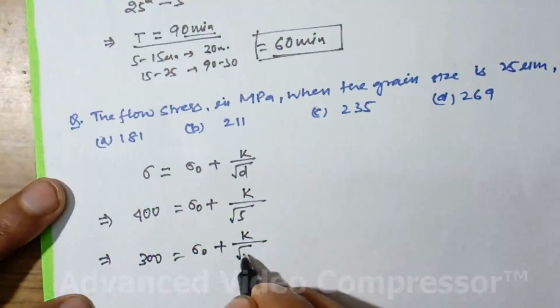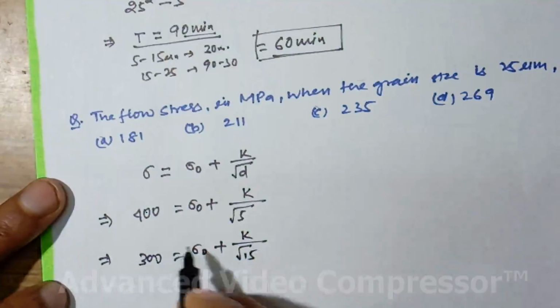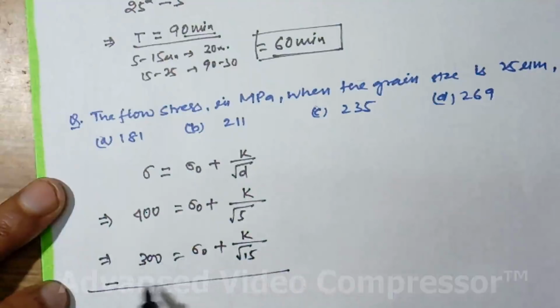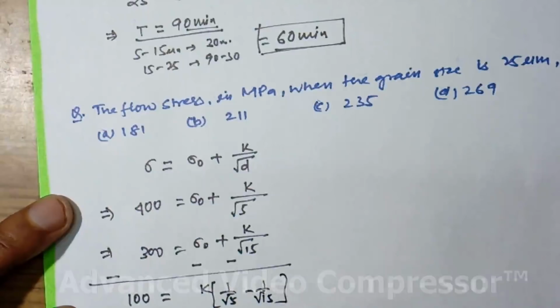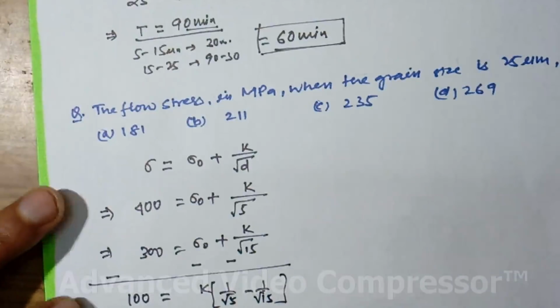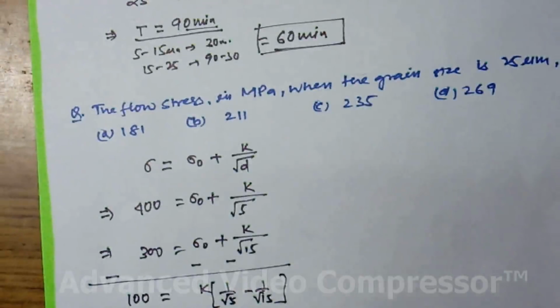So now subtract this equation. So you will get 100 equal to k into (1 by root 5 minus 1 by root under 15). So solving this, you will get the value of k, and that will be 529.05.